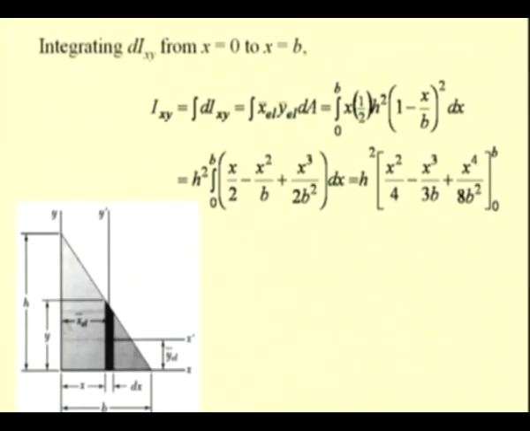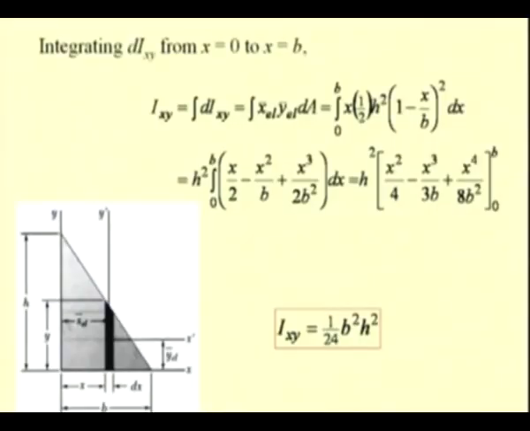So, now we simplify this and apply the limits. We have this quantity. After simplification, it is 1 by 24 times b square h square. So, this is the product of inertia of the given triangle with respect to the Oxy axis.